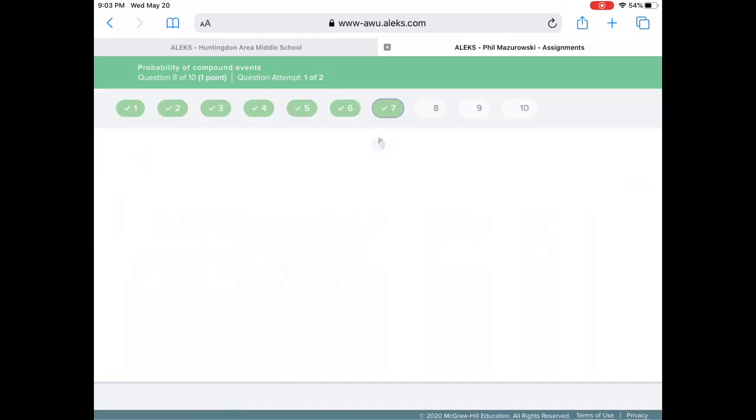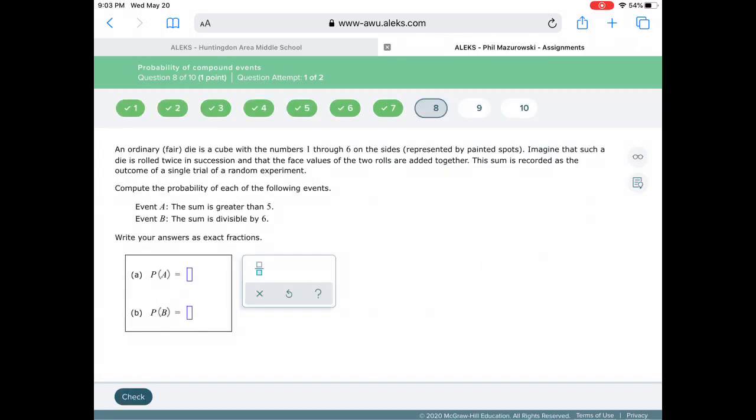A couple more questions to look at. An ordinary fair die is a cube with numbers 1 through 6 on the sides, just like a normal die. Imagine that such a die is rolled twice in succession, and the face values of the 2 rolls are added together. So their sum is recorded as the outcome of a single trial of a random experiment. Now we've got a slightly different notation to look at here. We're looking at the probability that the sum is greater than 5.